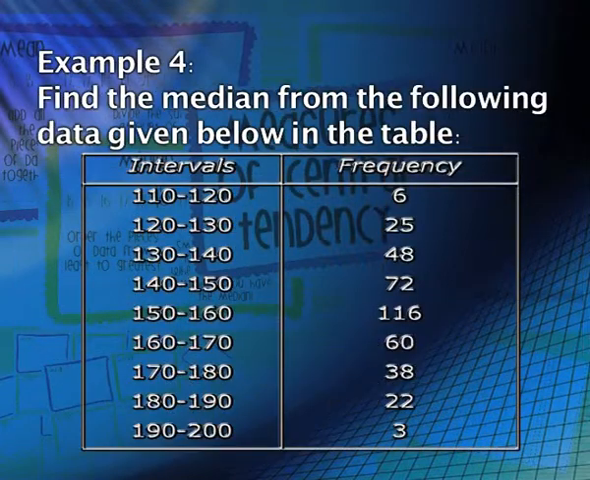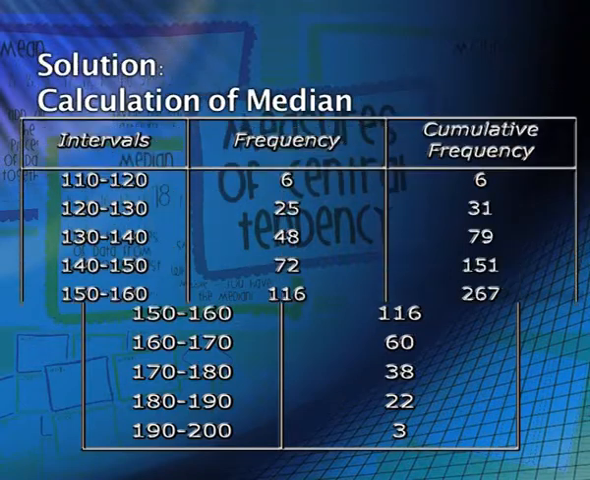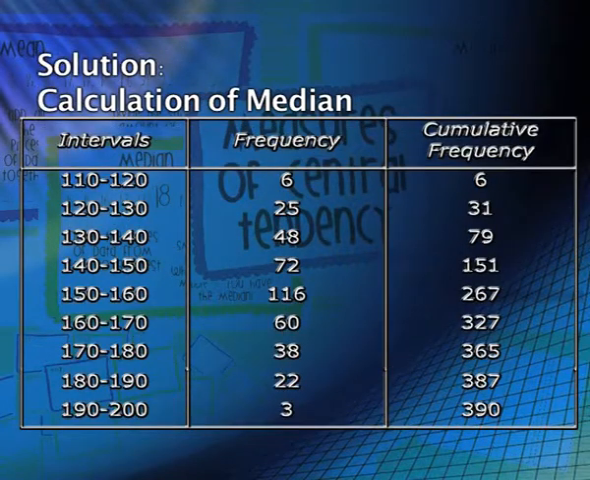We'll see another example. Example number 4. Find the median from the following data given below in the table. So again we have a table which contains intervals and frequency. We'll see again the solution to this. We'll make a table of intervals, frequency, and cumulative frequency. Now after making the table, we have calculated the value for n. We know where the median class is going to lie.